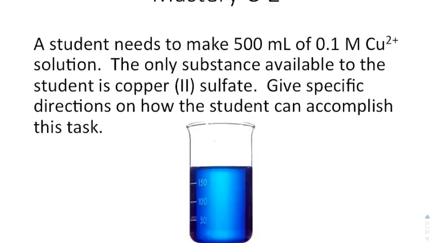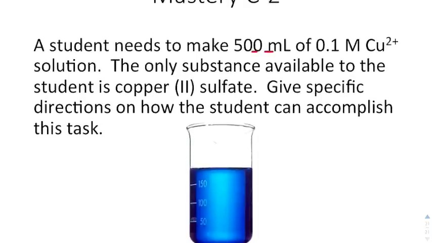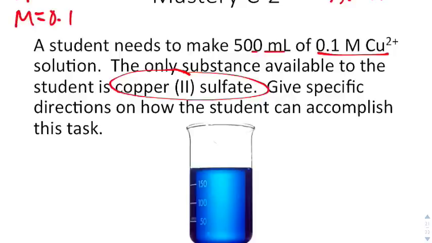The final example says a student needs to make 500 mL of a 0.1 molar copper 2 solution. The only substance available to the student is copper 2 sulfate. Give specific directions on how the student can accomplish this task. Well, first, the student needs to do the math. The number of moles is what we're trying to solve for. We have the molarity is 0.1. We have the volume, and I'm going to convert it. It's going to be 0.5 liters because remember, we've got to convert mL.